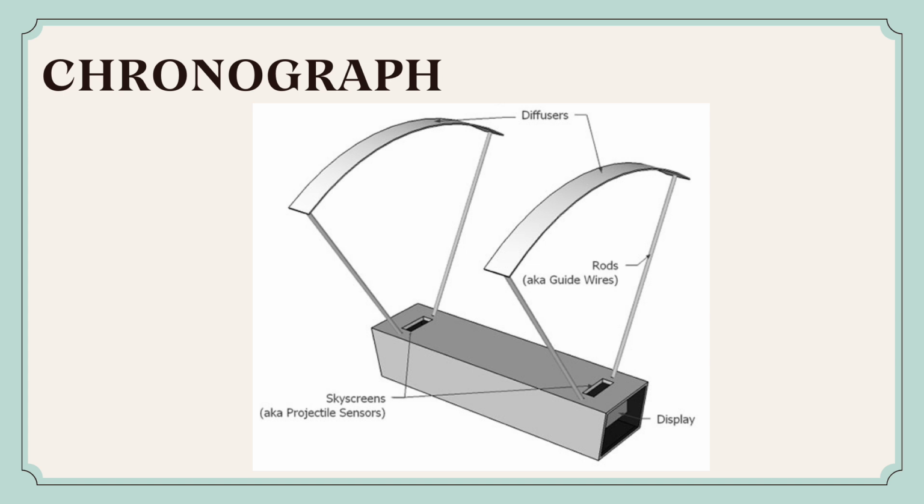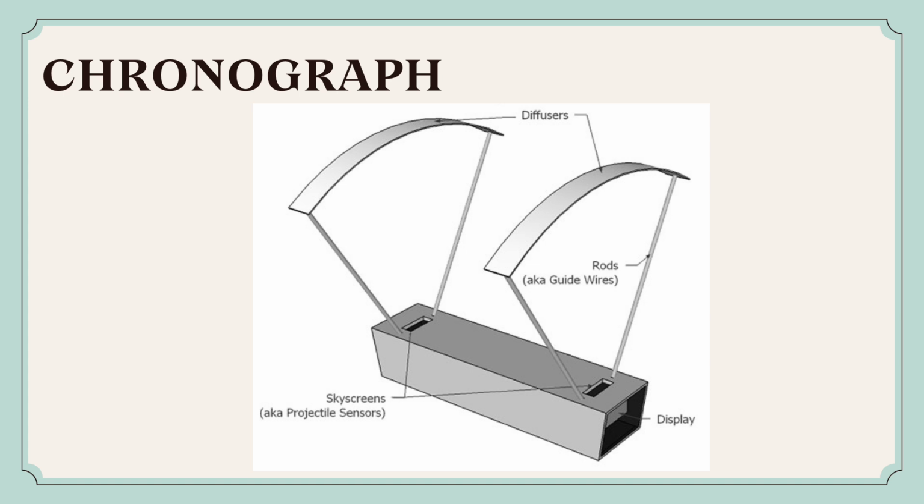The first part is the diffuser. This provides consistent lighting conditions, ensuring accurate detection of the projectile as it passes through the sensors. The rods. These support the diffusers and maintain their positions relative to the sensors. Sky screens. These detect the passage of the projectile, triggering the timing mechanism to measure its velocity. And lastly, the display. This shows the measured velocity of the projectile, providing immediate feedback to the user.